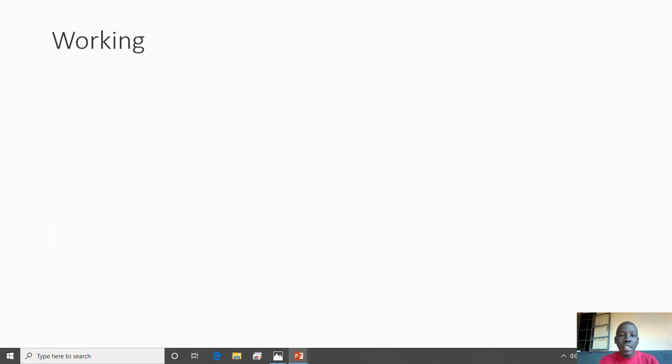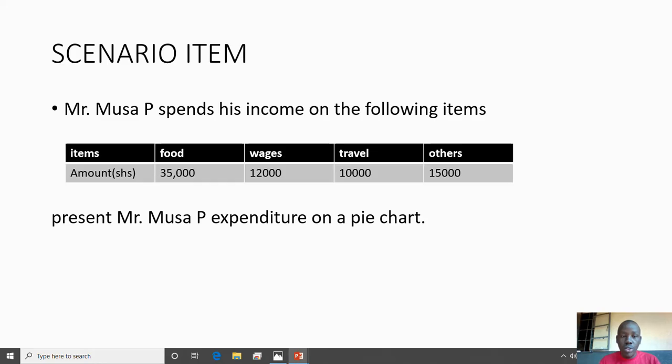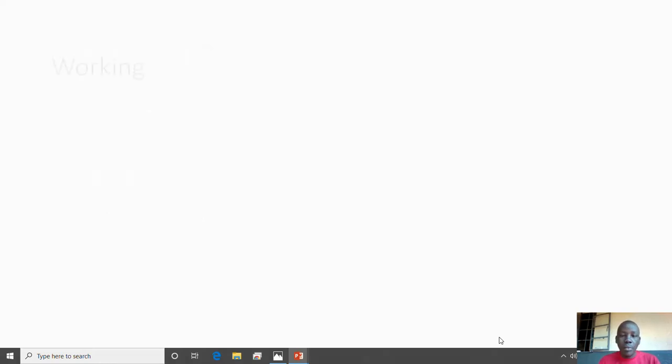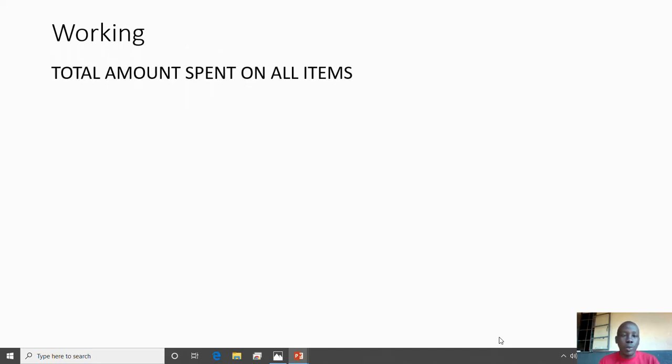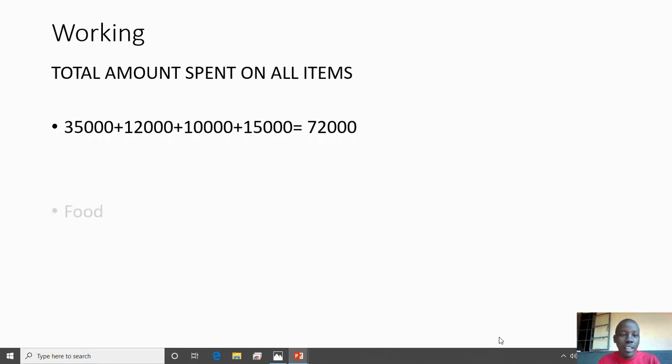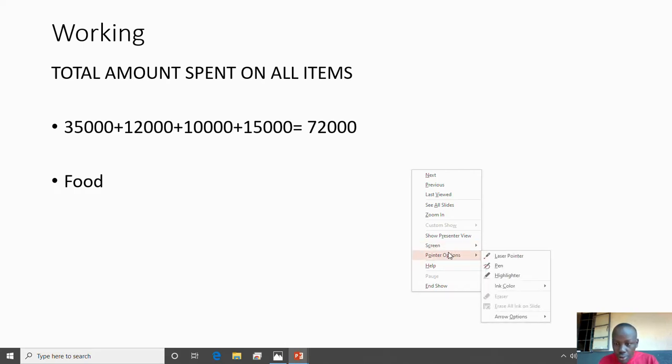Therefore, we need to change these amounts which are given to us: the 35,000, the 12,000, the 10,000, and the 15,000, into degrees. But to do that, we need to first get the total amount spent on all the items, and that is the addition. When we add the amounts, we get 72,000. Then we start the calculation.